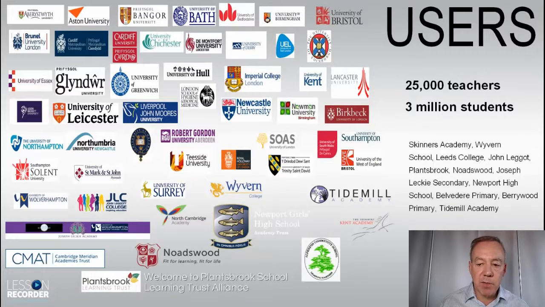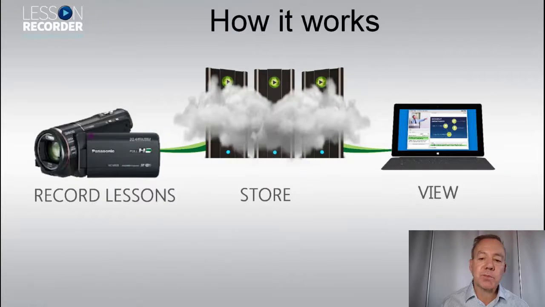Some users: there's around about 25,000 teachers using the system and about 3 million students logging on watching lessons today. This ranges from universities that you can see there through to teacher training schools, secondary schools, independent schools and primary schools. How the system works is really it's a camera, it can be any camera. That lesson is captured, it's stored then in a safe area, usually on the cloud these days, but our software will run on your servers or our servers on the cloud, and then you watch it by logging on to the internet with any internet enabled device, and that can be laptops or mobile phones.